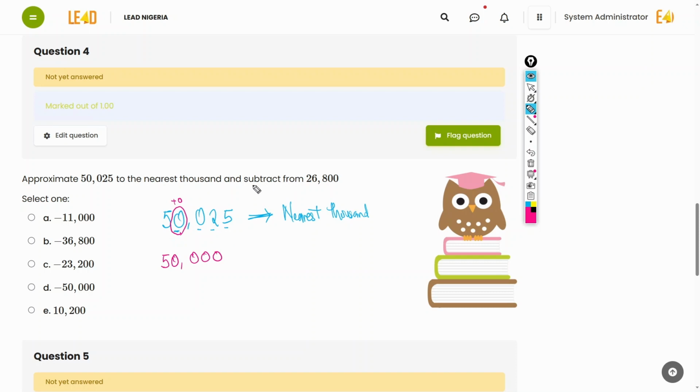The next job now is we are going to subtract our answer from 26,800. So basically it has to be 26,800 minus 50,000.